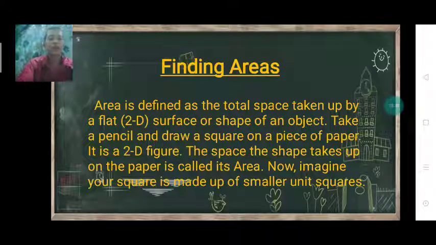Finding area. Area is defined as the total space taken by a flat 2D surface or shape of an object. Take a pencil and draw a square on a piece of paper. It is a 2D figure. The space the shape takes up on the paper is called its area. Now imagine your square is made up of smaller unit squares.